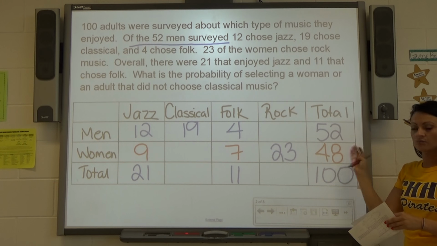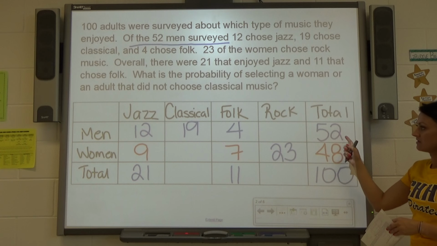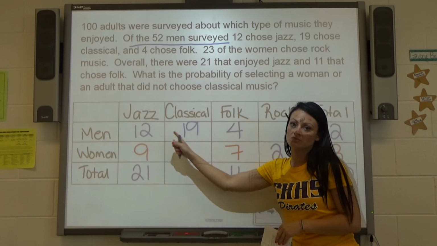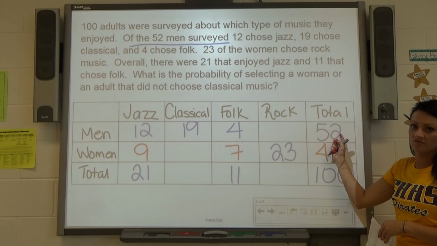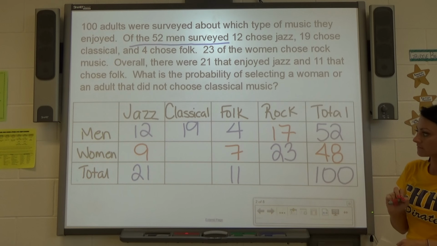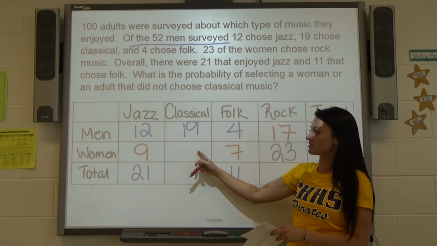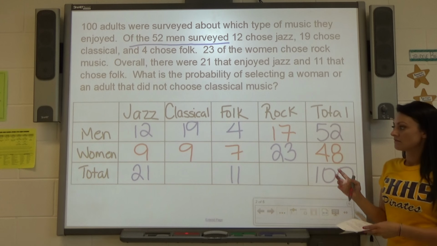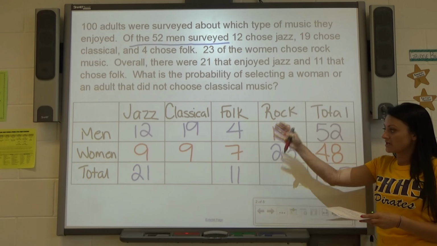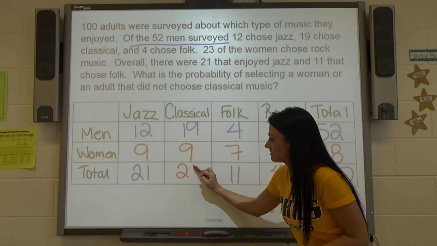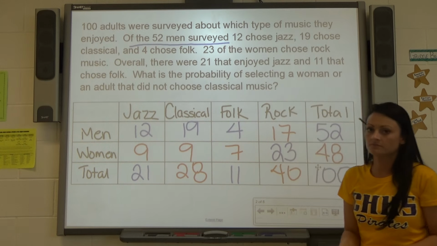Now I'm going to work out rows and see what else I can find out. To find the men that liked rock, add these 3 up together, subtract it from 52. That's going to give me 17. I could do the same thing to figure out the women that like classical, which ended up being 9. Now you can add straight down. This is going to give us 40 and 28.